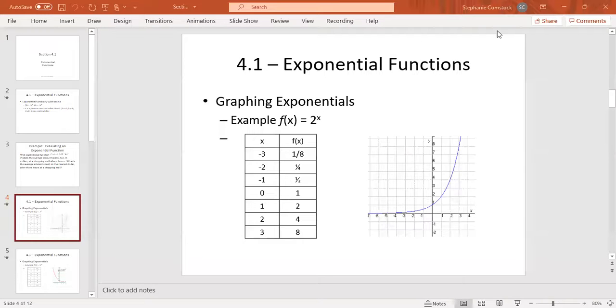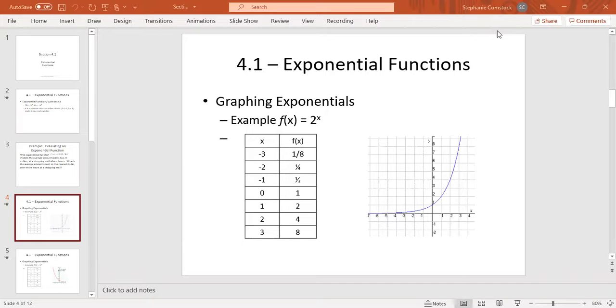So let's talk about graphing some of these things. So we're going to start off. There are kind of two families of graphs that happen with our exponentials. We have ones where our bases are larger than 1 and ones where our bases are smaller than 1. Again, keep in mind they all have to be positive.